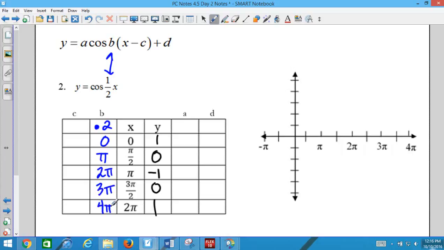And since my x's were already equally spaced, once I figure out what the spacing is between my x's, the pattern should continue. They were already equally spaced. They should still be equally spaced. The spacing changed. What is the period for this one? Right, it's 4 pi. And if you did the formula, you do 2 pi and you would divide it by 1/2, which is 4 pi.